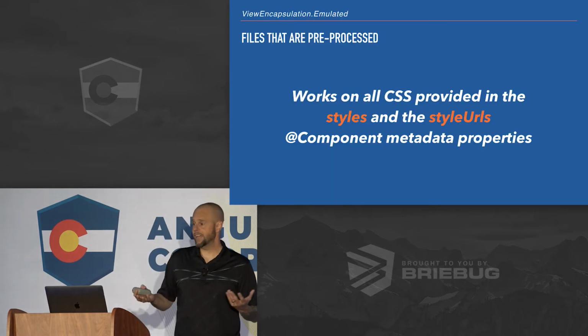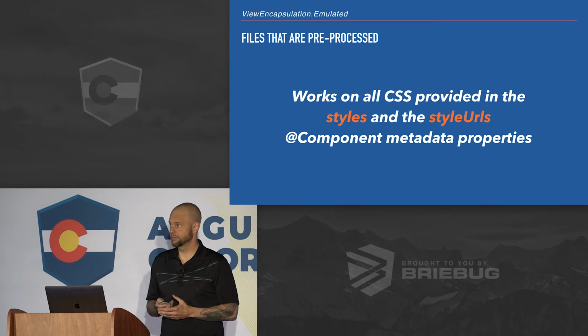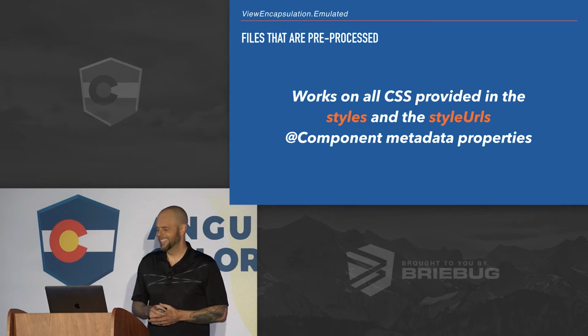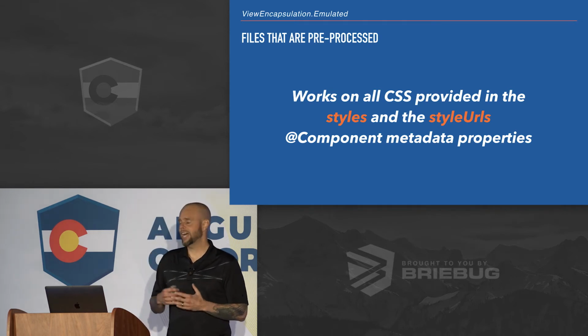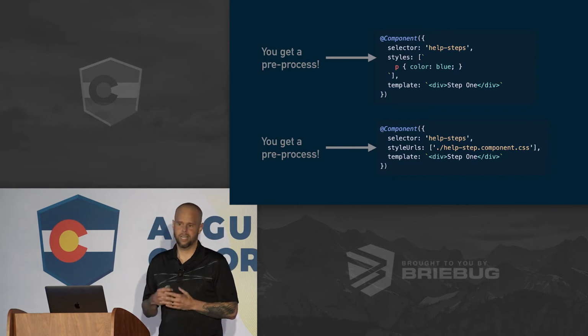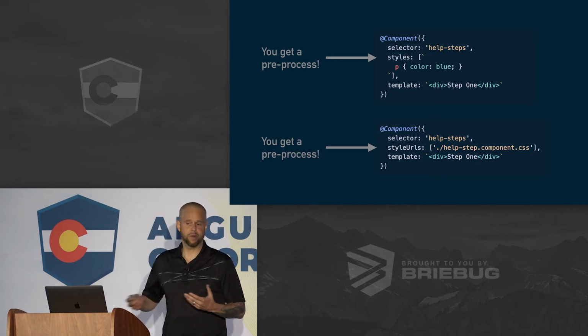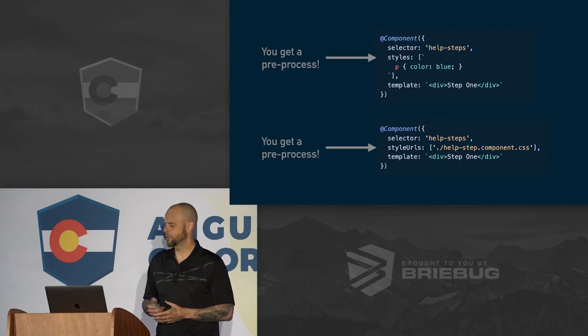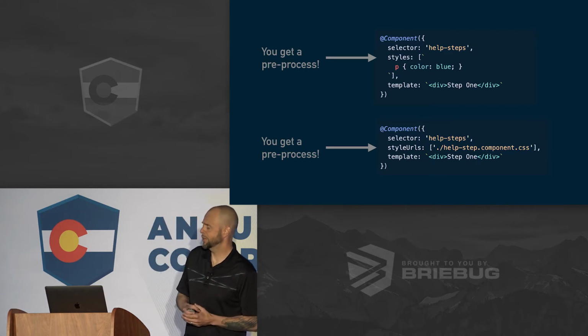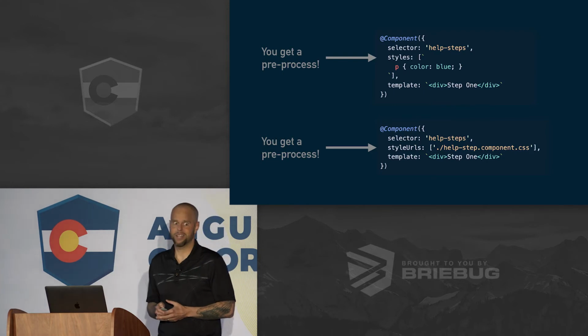All right, so what files are pre-processed in this process? This is going to work on any of the styles that we reference from our component decorator. So if we are using the styles metadata property, it's going to pre-process that content. And if we're using the styleUrls component metadata property, then it's going to pre-process those as well.